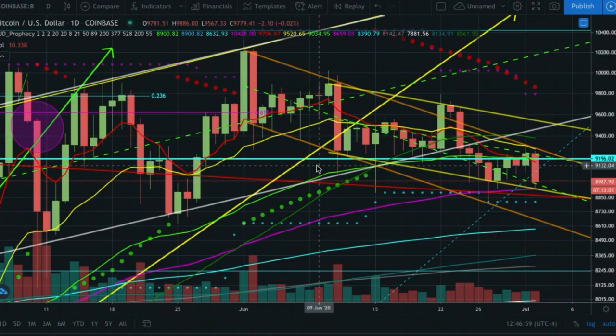Alright, so basically, if you saw the last video, we got the exact move we talked about. We got the move back up to the top of the orange channel right here, the descending channel that we're in, which also corresponded with this yellow channel we started forming's heart line. And that's exactly where we said we'd sell off, in this moving average cluster, the 21.